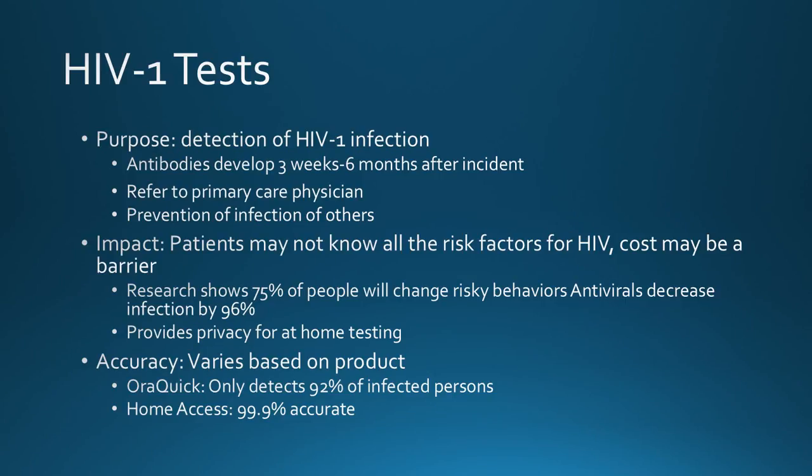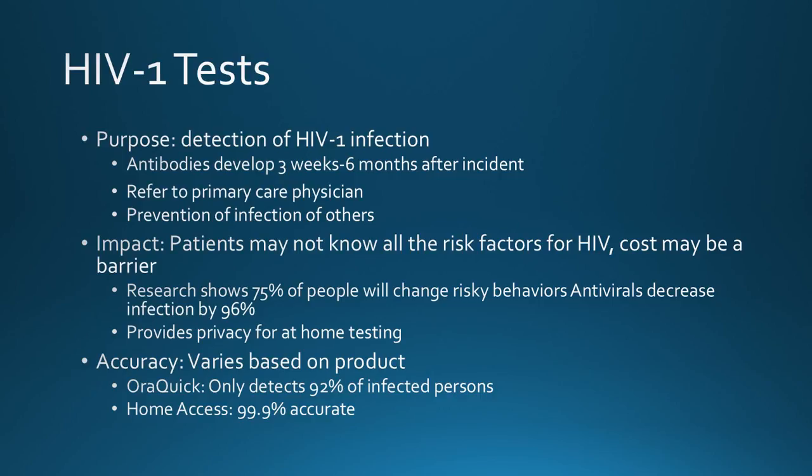Research has shown that 75% of people will change risky behaviors once they know that they have been infected, and antivirals can decrease infection of others by 96%. So if a patient does complete this test and does get on medication, it can significantly impact the spread. And something that's nice about this test is many people are afraid or embarrassed to get HIV testing, so it provides privacy for at-home testing, and once they get that positive result, hopefully they'll realize how significant it is and will get the care they need.